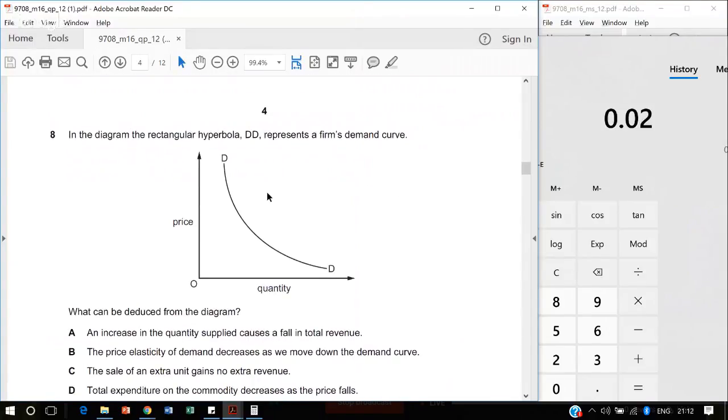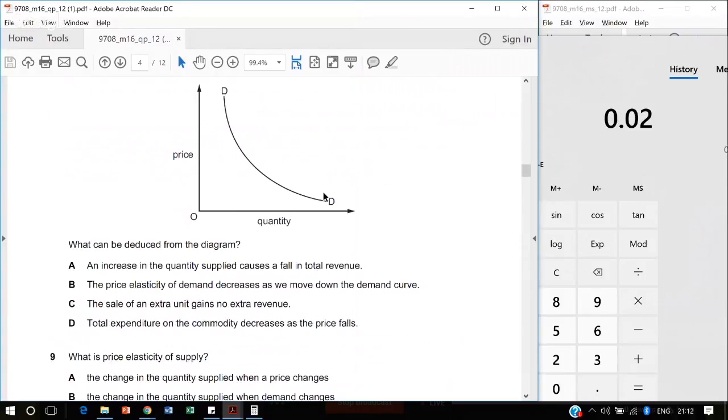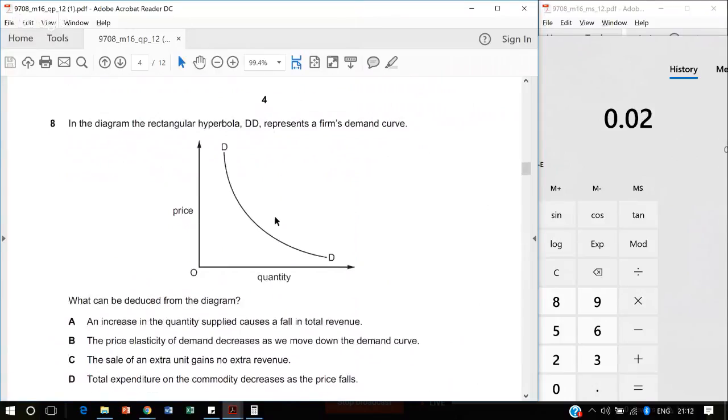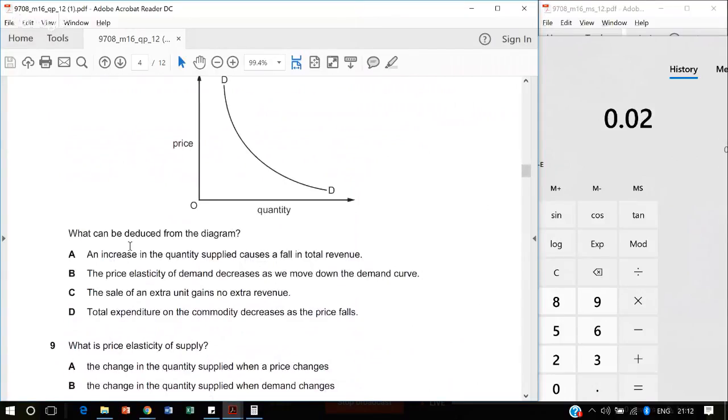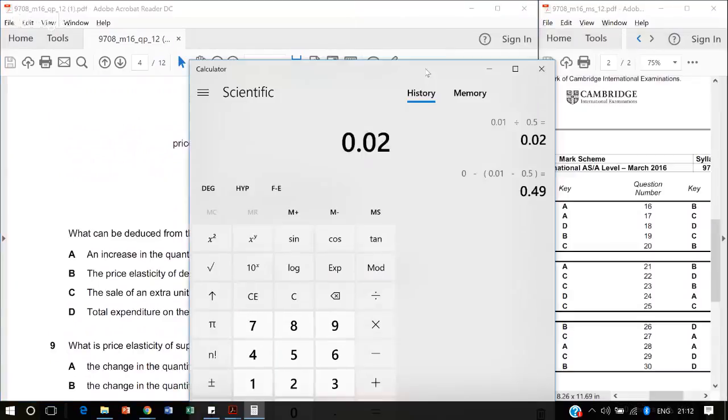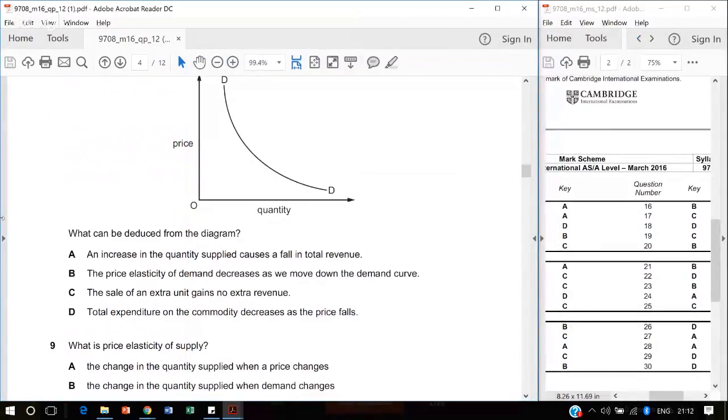In the diagram, the rectangular hyperbola DD represents a firm's demand curve. What can be deduced from the diagram? Okay. An increase in the quantity supplied causes a fall in total revenue. Okay, what would that imply? That means that as we supply more, revenue falls. So if we shift from there to there, then the total amount of revenue would change.